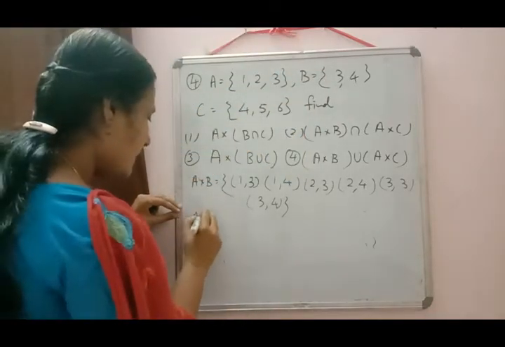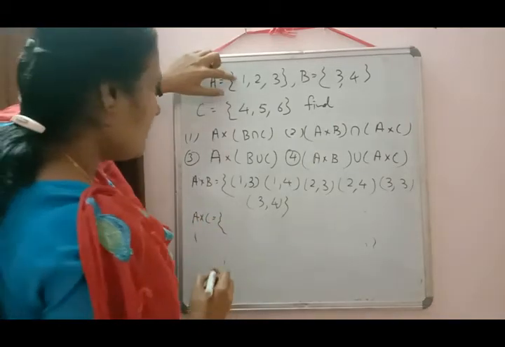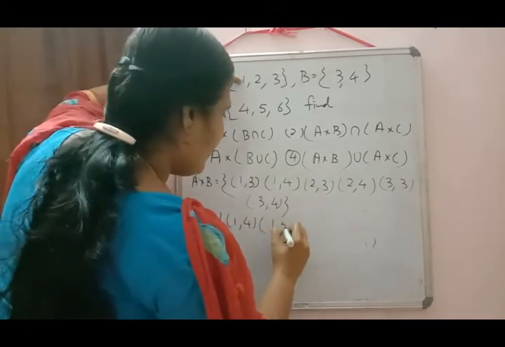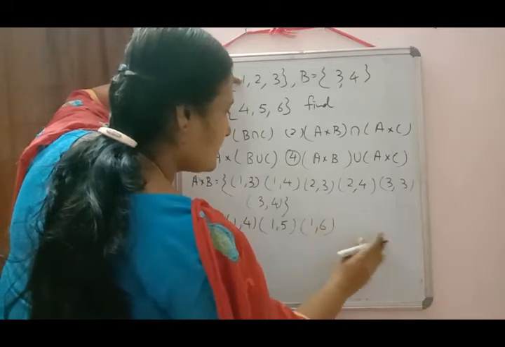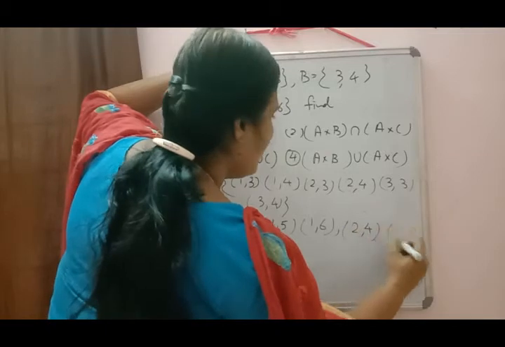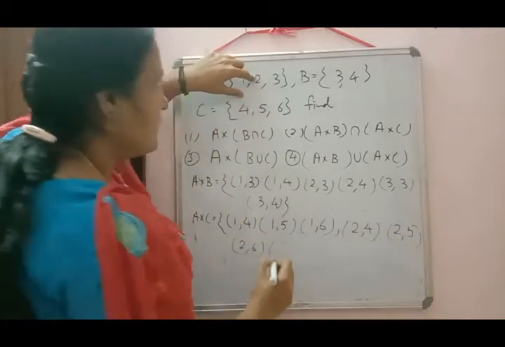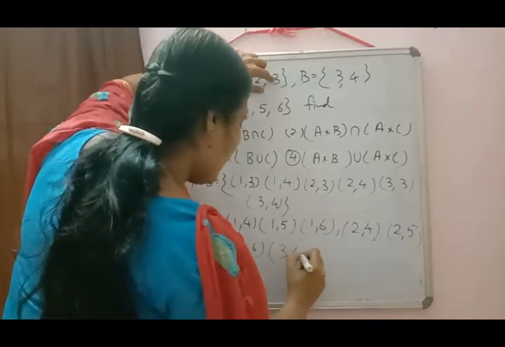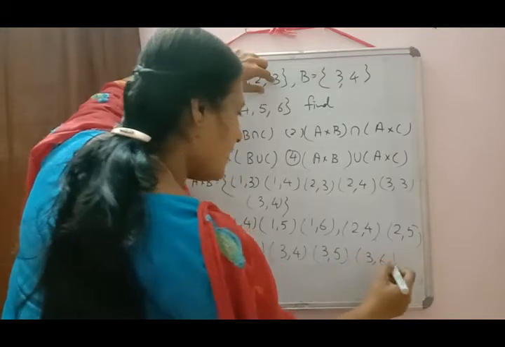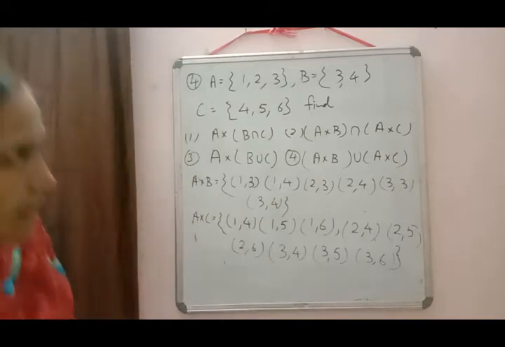Similarly, we can now write down A cross C. It will come first 1, 4, 1, 5, 1, 6. Next will come 2, 4, 2, 5, 2, 6. Then 3, 4, 3, 5, 3, 6. A cross B and A cross C we have calculated.